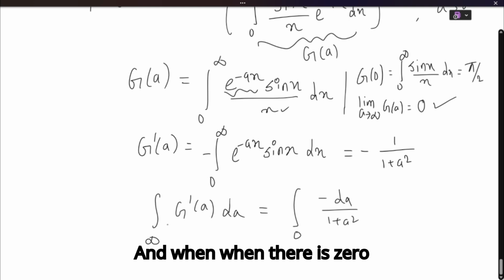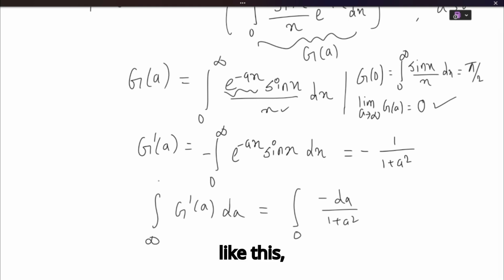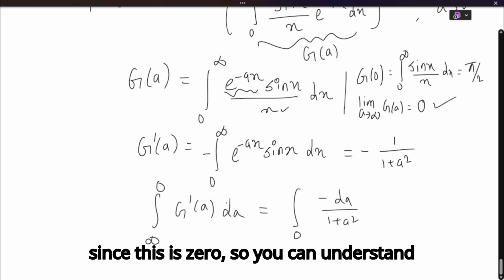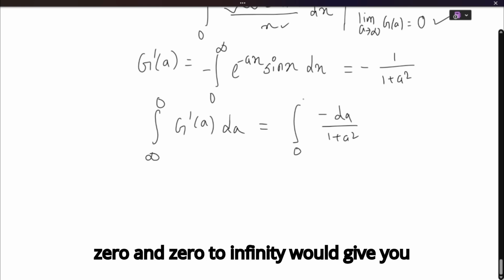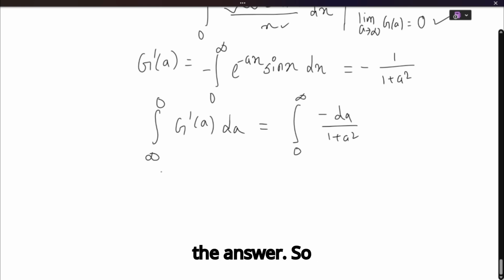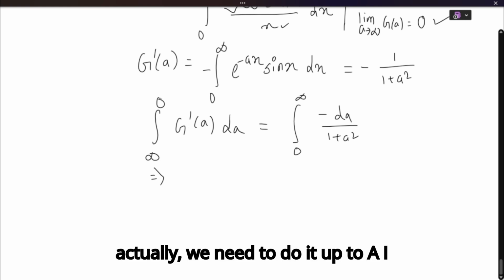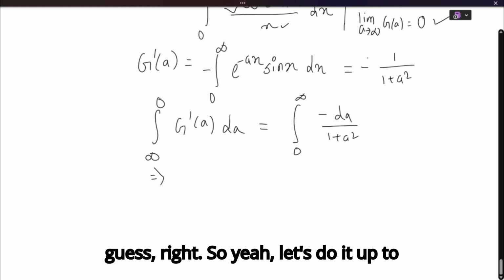And when there is 0 here, since this is 0, you can understand what's basically going on here. So infinity to 0 and 0 to infinity would give you the answer. So actually we need to do it up to a, I guess, right? So yeah, let's do it up to a.